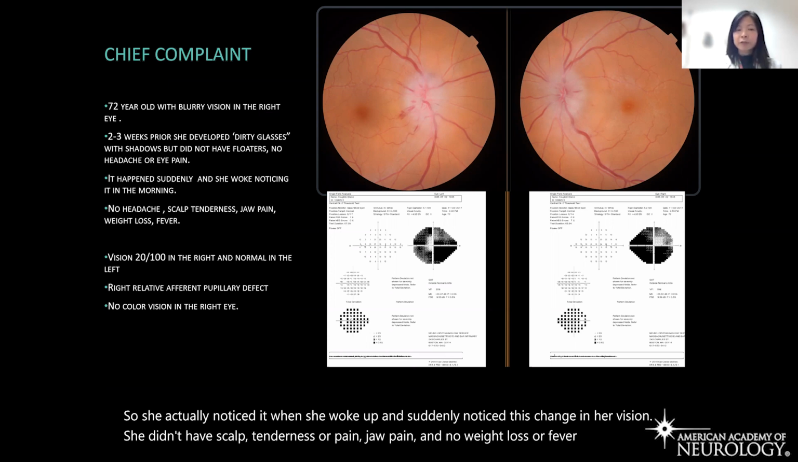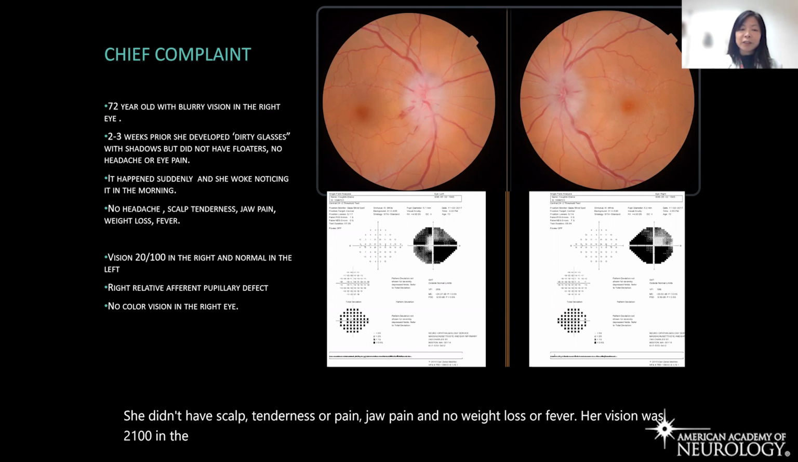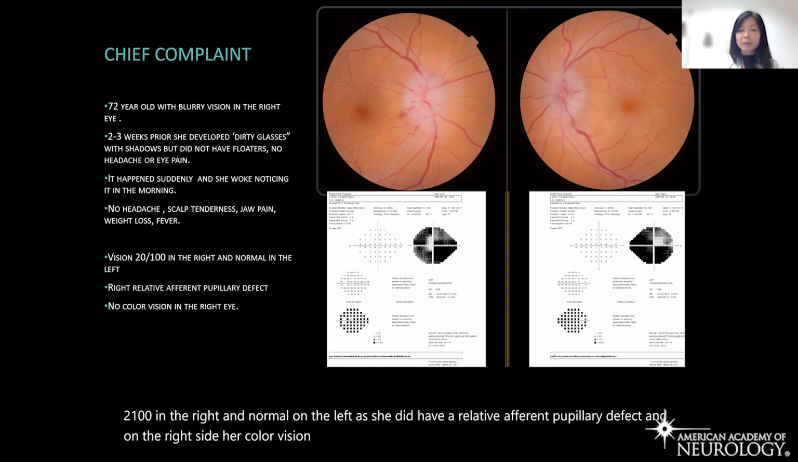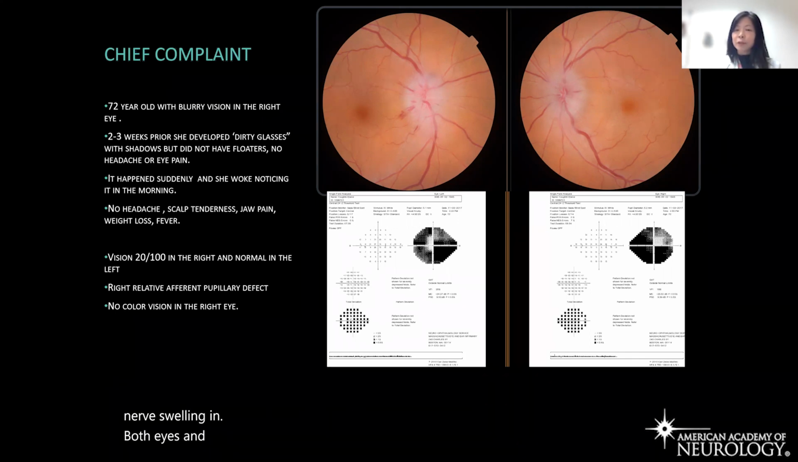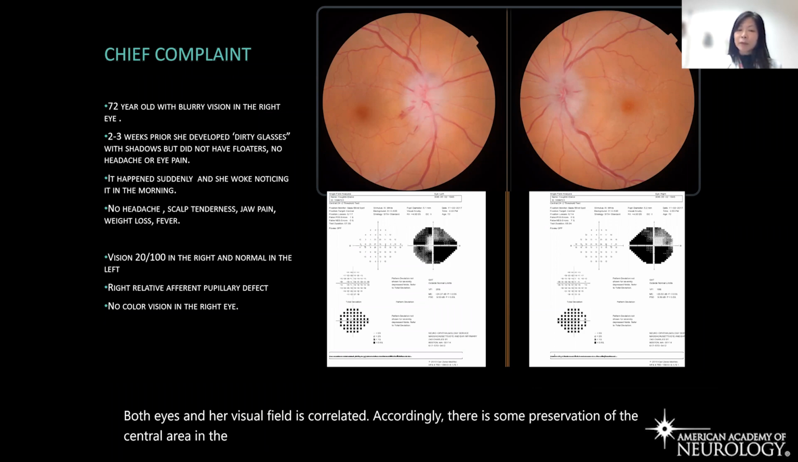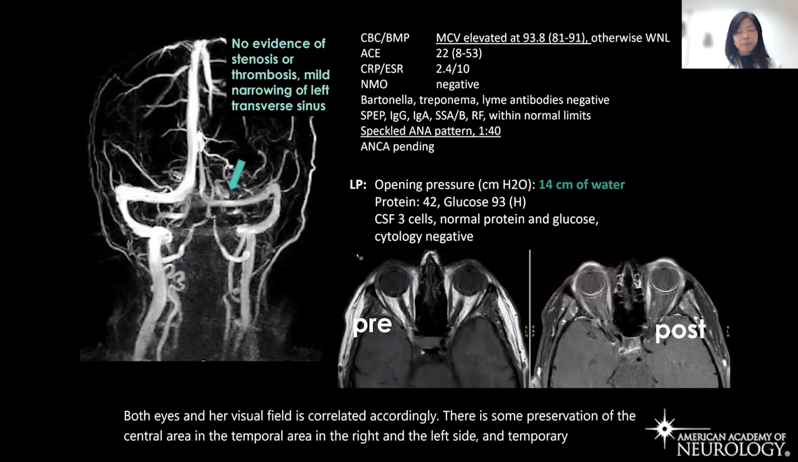Her vision was 20/100 in the right and normal in the left. She did have a relative afferent pupillary defect on the right side. Her color vision was affected in the right eye. The left eye was okay. And you can see that the optic nerve shows, although her symptoms were in the right eye, she had optic nerve swelling in both eyes, and her visual field is correlated accordingly. There is some preservation of the central area in the temporal area in the right, on the left side, and temporal area in the right side as well.